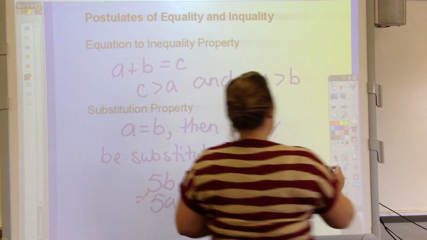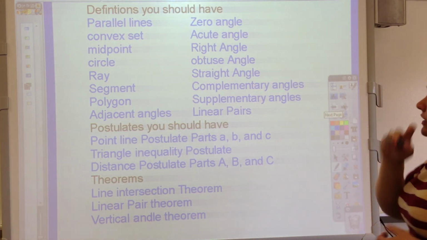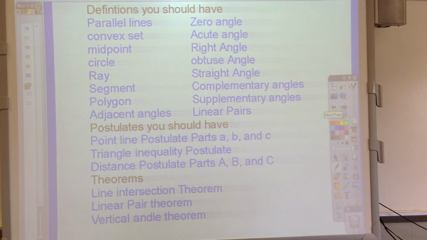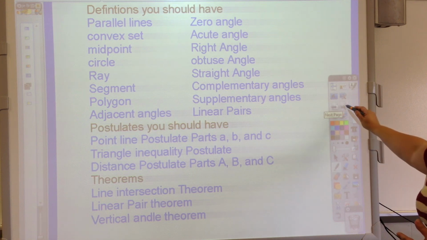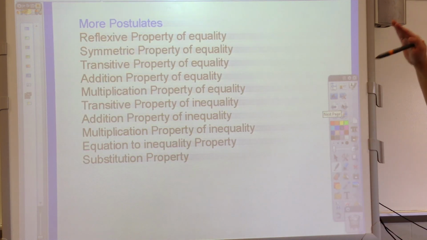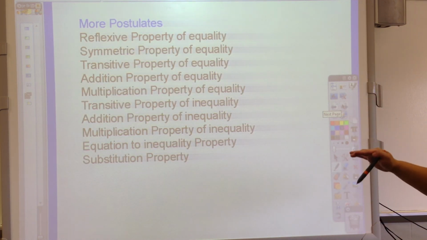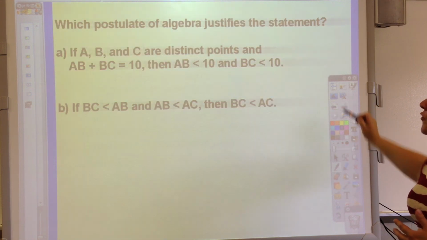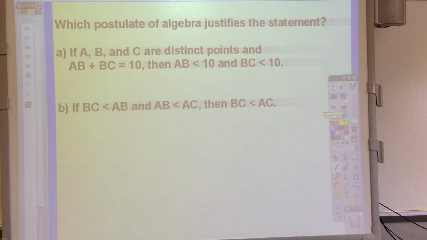Okay, with that, here's a list of definitions and postulates and theorems that you should have written down by now. Make sure you double check that with your notebook. And here are a list of more properties that you should have written down by now. For tomorrow, on a separate sheet of paper, I would like you to try these 2 questions. And I'll see you tomorrow.